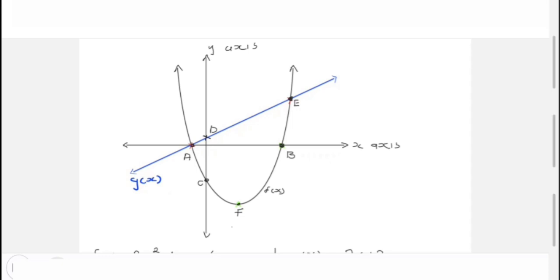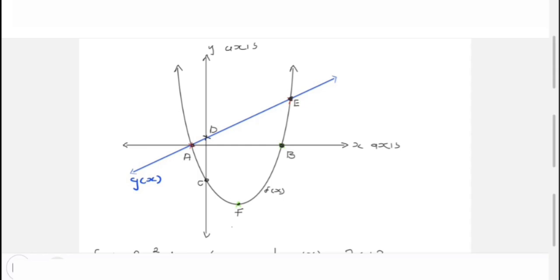Okay, now we should start at a. A is the x-intercept for both functions, and it's also functioning as a point of intersection if you note that. And we also have c as a y-intercept for the function of f.